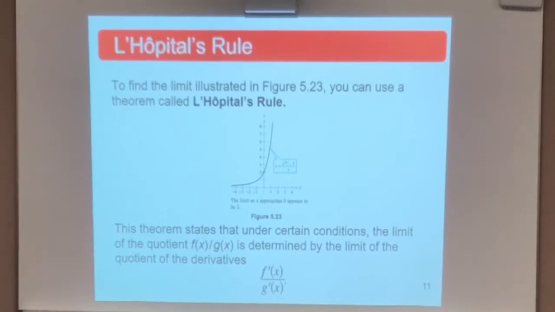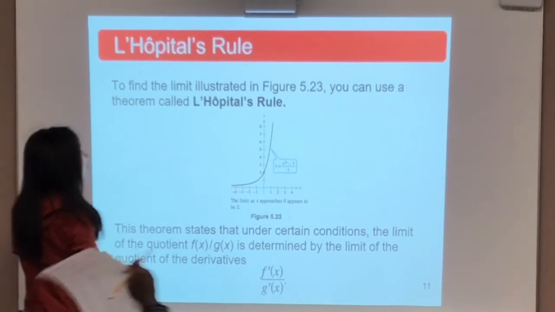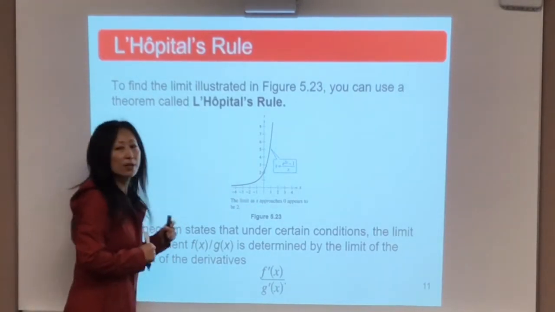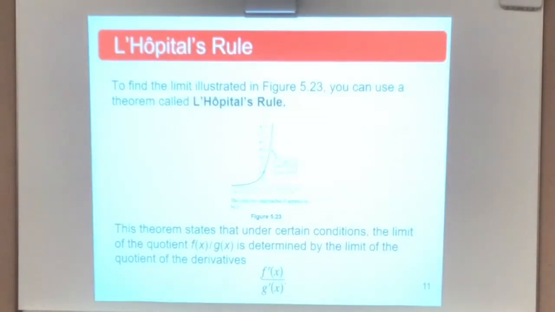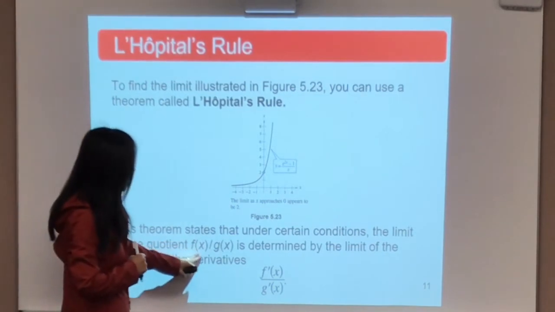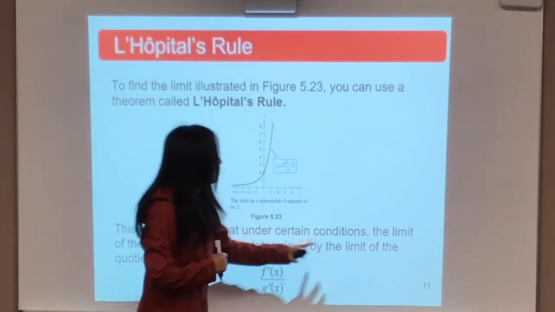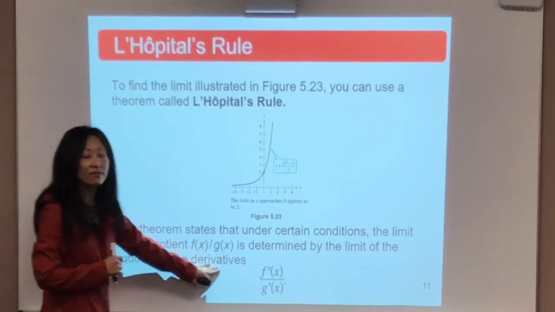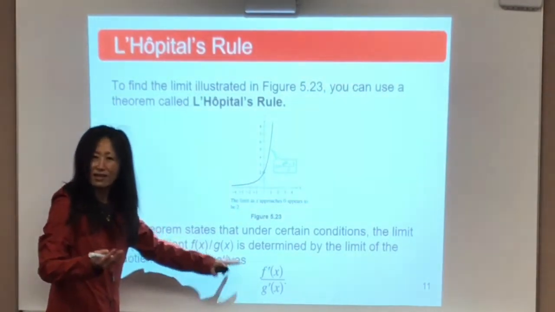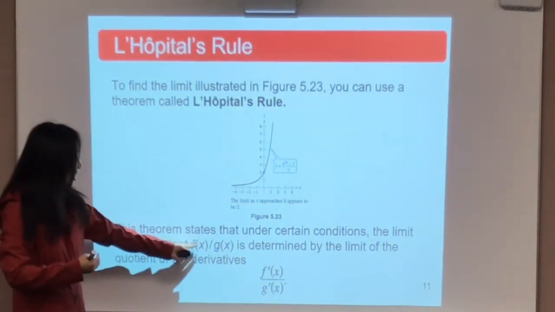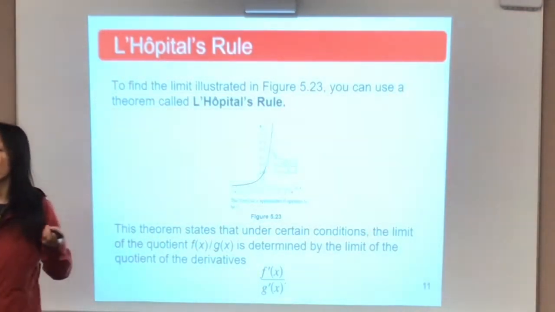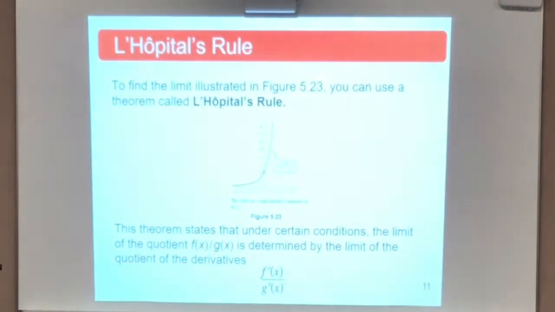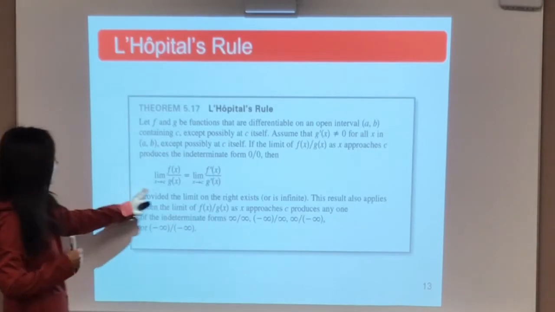L'Hopital's rule. Let's come up here. To find the limit illustrated in the figure, you can use a theorem called L'Hopital's rule. This theorem states that under certain conditions, the limit of the quotient f of x over g of x is determined by the limit of the quotient of the derivatives. Did you see that? Now my life gets much easier because I can just take the derivative of f, the derivative of g, and then plug in the x value. Whatever the x value gives you is your limit.